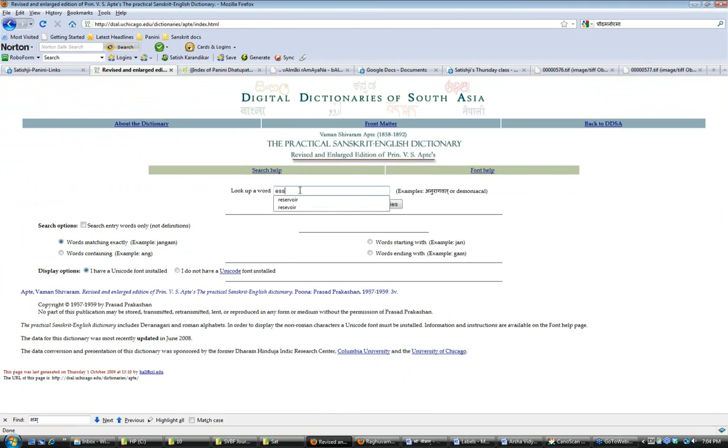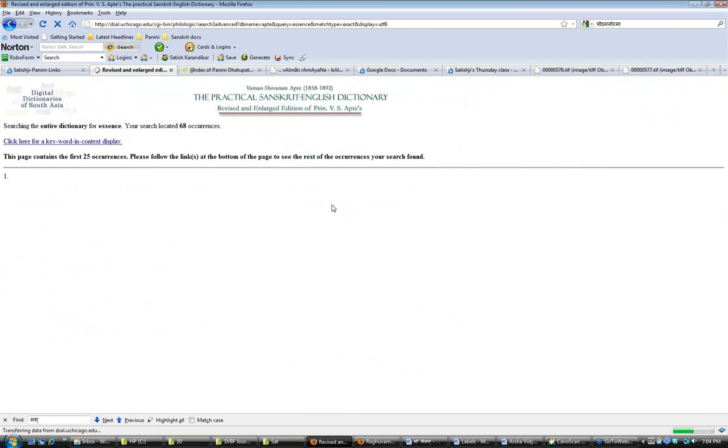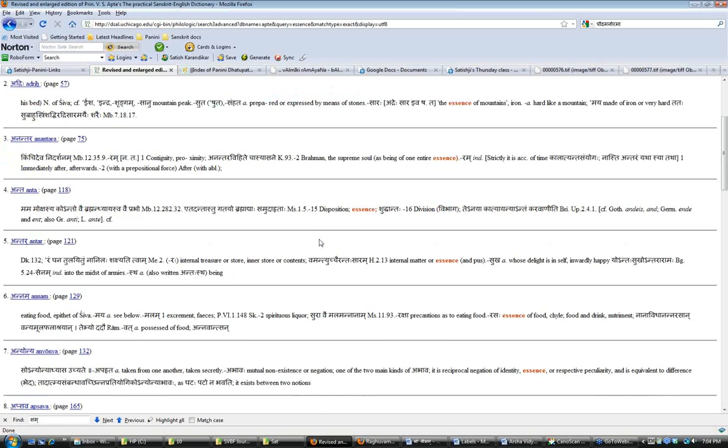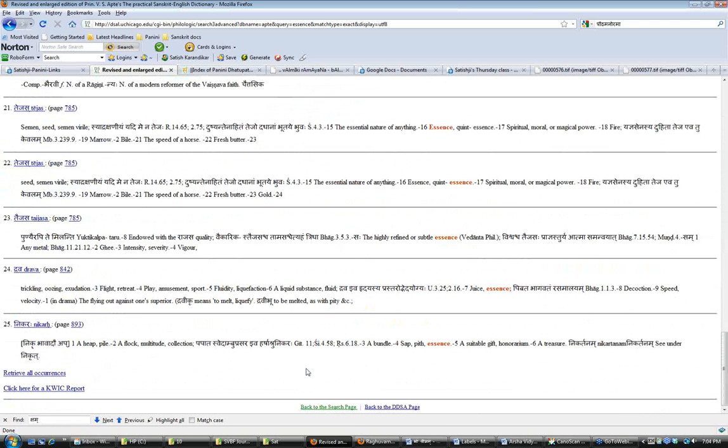It's a very useful thing. You cannot do this in a printed dictionary, but you can do it here. Let's look at essence. We find a lot of words. But Sara is not there. Wait, one minute, it is there. The first meaning for Sara should be essence, which also means balam.